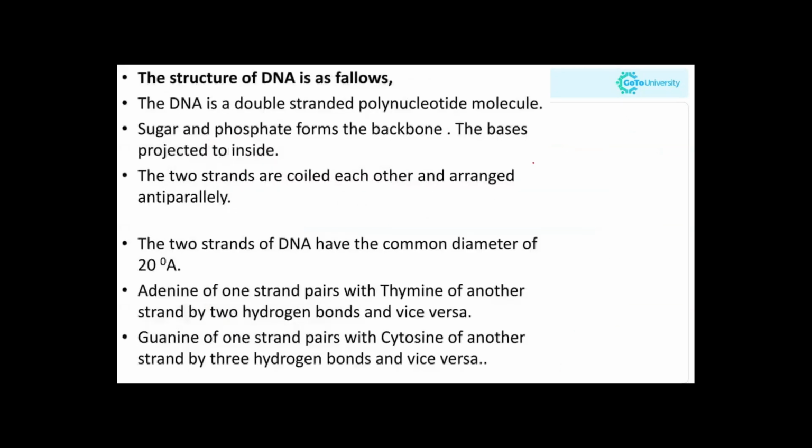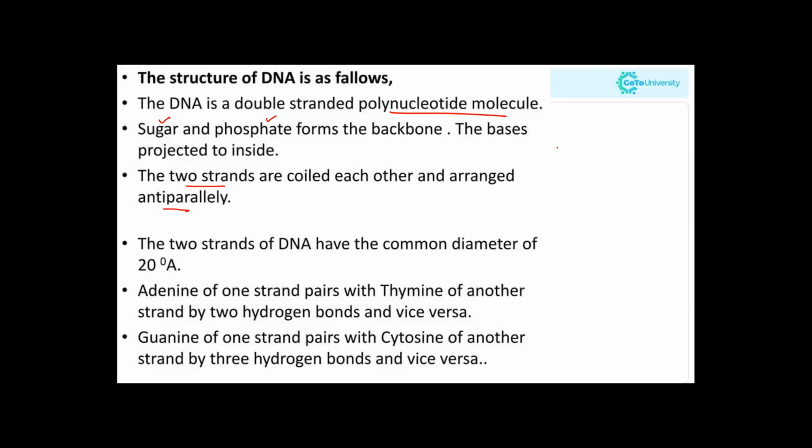Now, what is the structure of DNA? The structure of DNA, as I mentioned, is a polynucleotide molecule. It consists of sugar and phosphate forming the backbone. The bases are projected to the inside. The two strands are coiled around each other and arranged anti-parallelly.